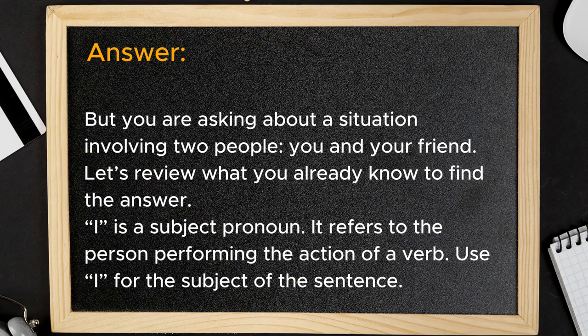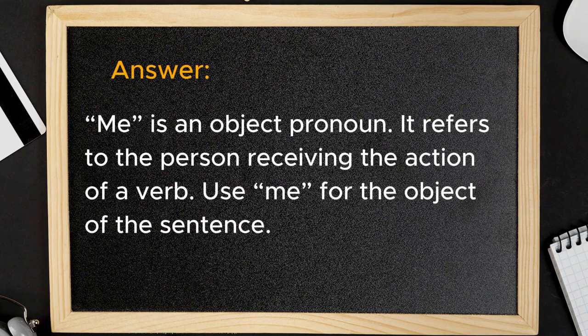I is a subject pronoun. It refers to the person performing the action of a verb. Use I for the subject of the sentence. Me is an object pronoun. It refers to the person receiving the action of a verb. Use me for the object of the sentence.